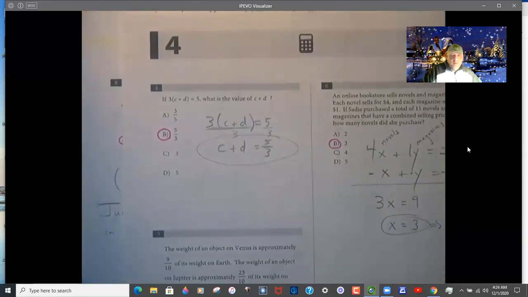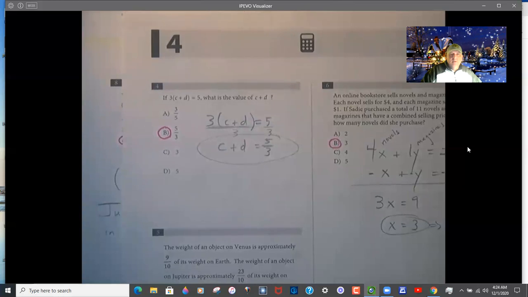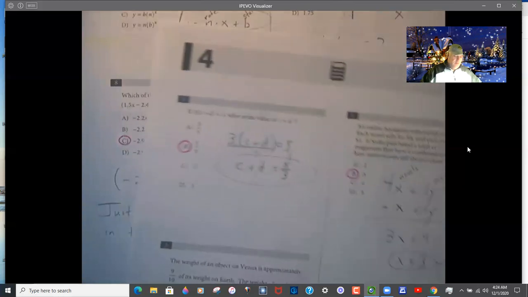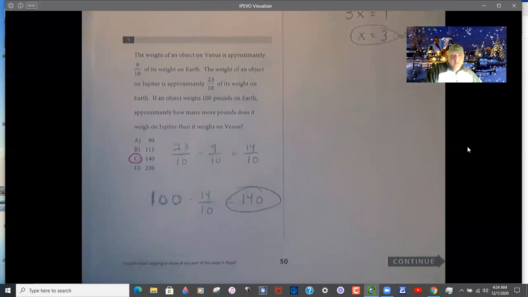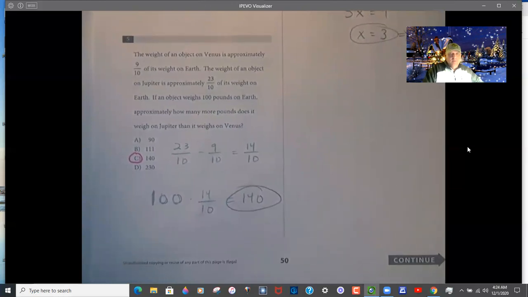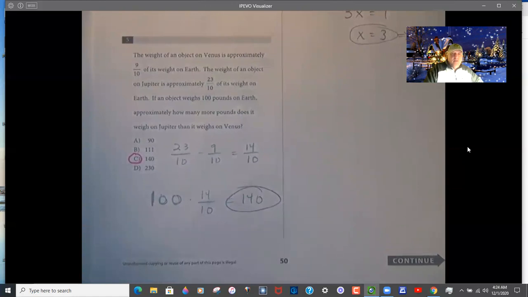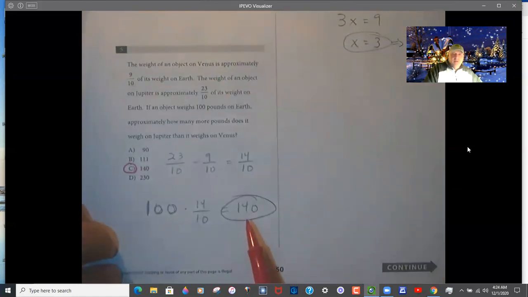Okay, so number 4, divide by 3. You want the value of C plus D, so that's all you need to do. Number 5, you want to subtract those fractions, 14 over 10. That gives you the difference for 1. And then so for 100 pounds, you would multiply that difference by 100 to get the difference in the weight on each.